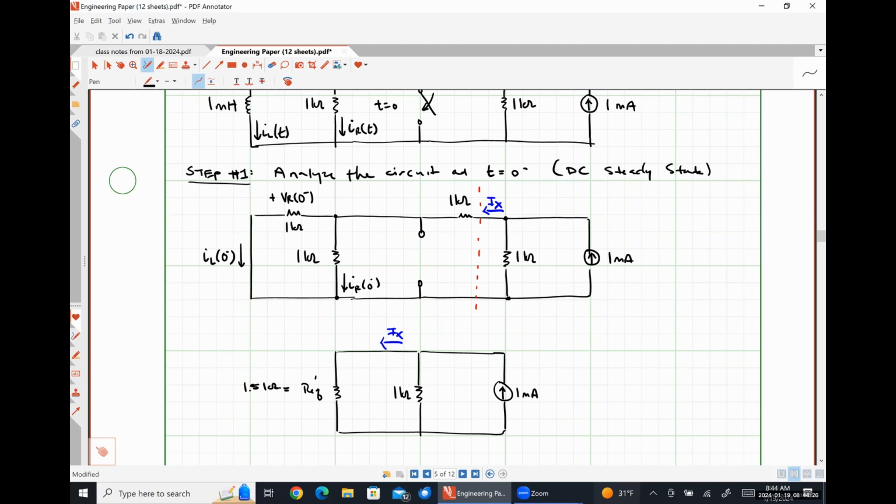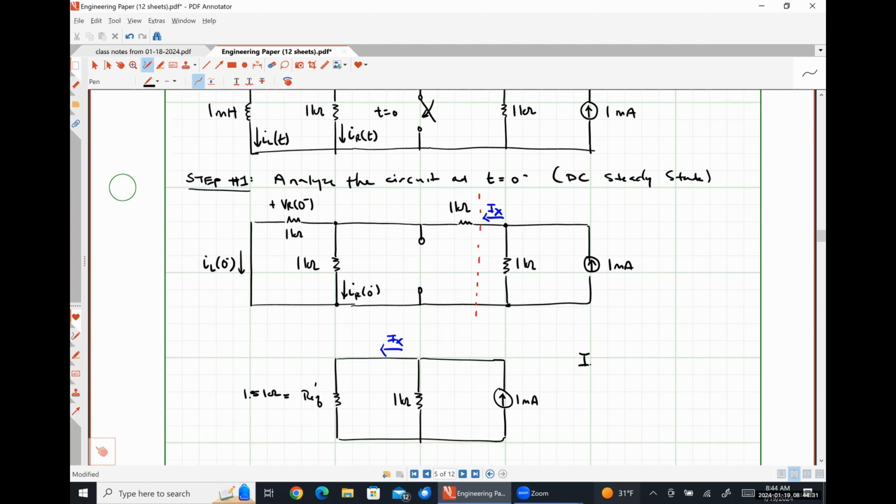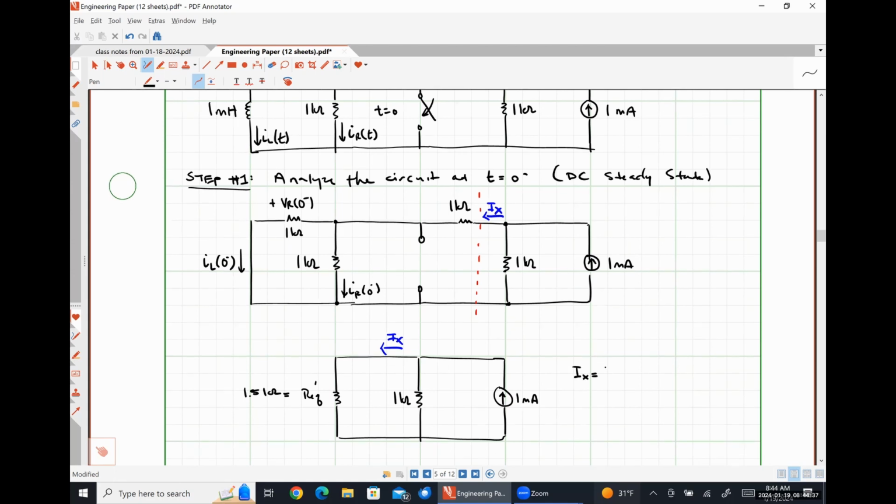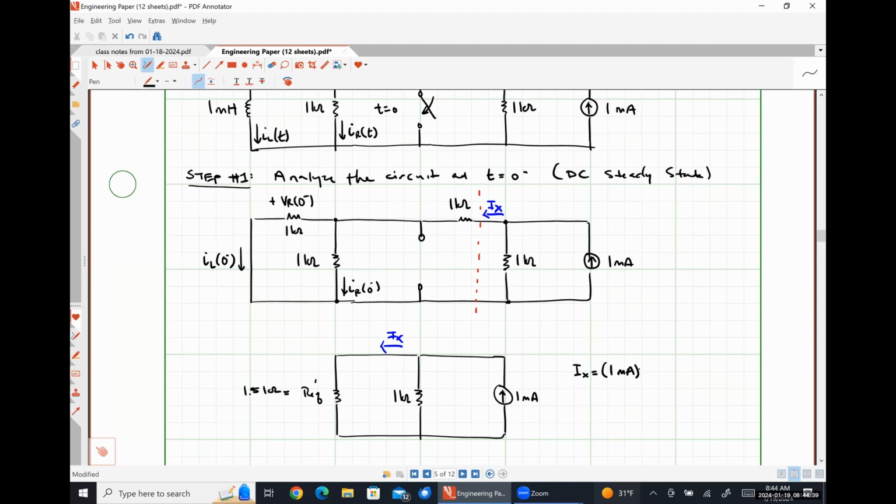So using current division, we should be able to say, let me move this down a smidge, that IX is going to be 1 milliamp times 1 over 1.5 divided by 1 plus 1 over 1.5. Where 1 over 1 is going to just be 1, and I'm throwing away the units of kilo ohms because if everything has kilo ohms in here, then they all wind up canceling each other out anyway. Okay.